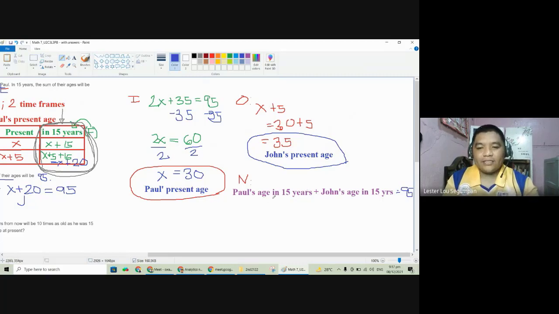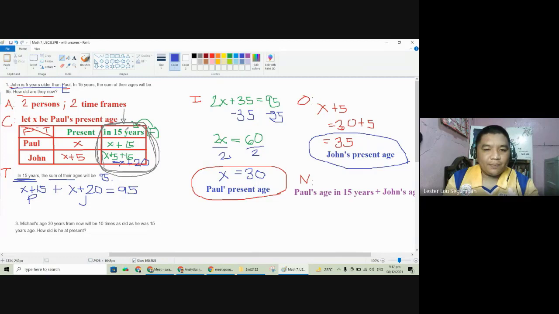So Paul's age in 15 years, we have here this representation, x plus 15. If the x is 30, how old will Paul be in 15 years? Simply add 30 plus 15. Paul's age in 15 years is 45. John's age at present is 35. In 15 years, we simply add 15 to get the value of 50. Or you could use here x plus 20, and x is 30 plus 20, you will have 50.